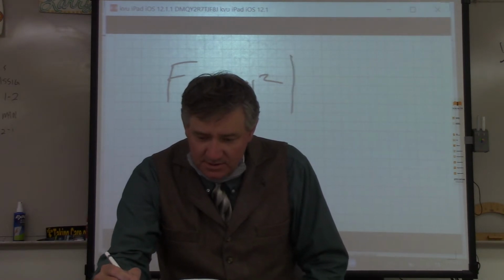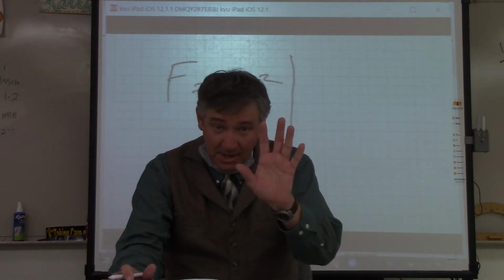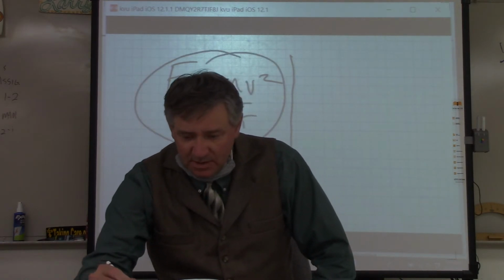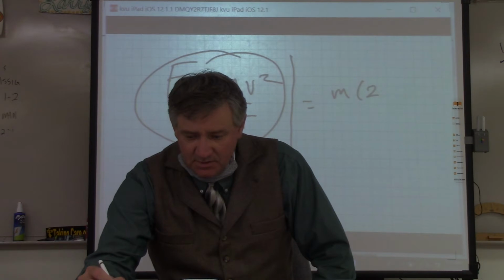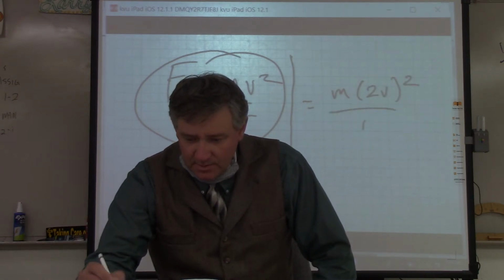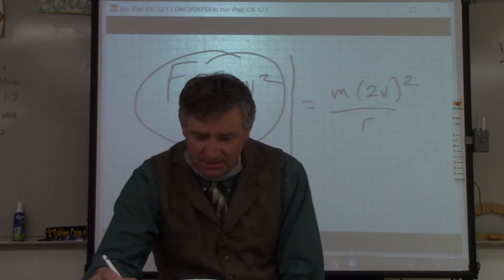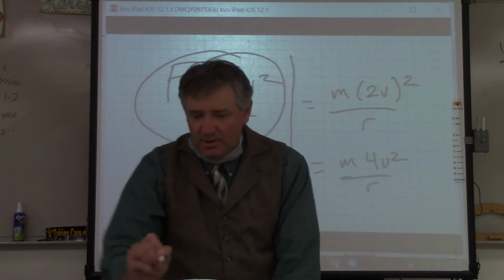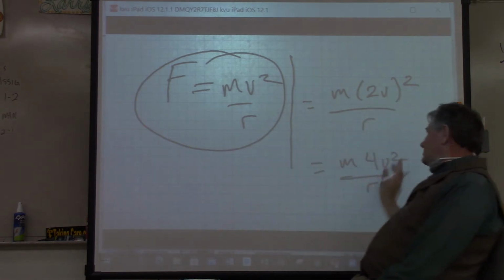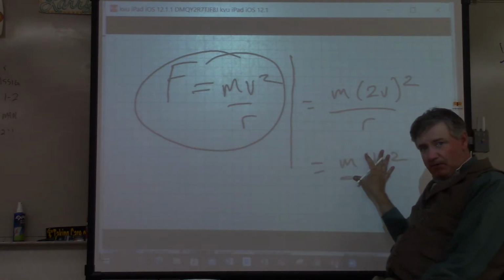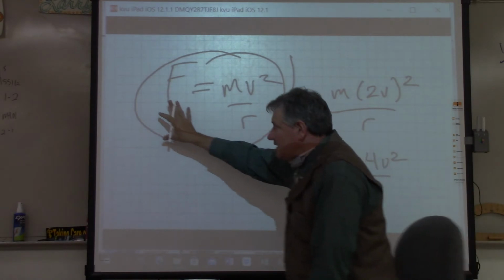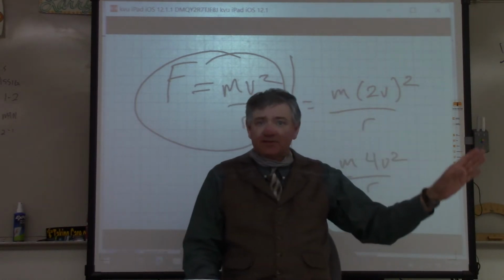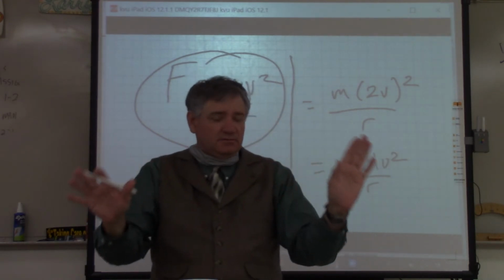There are 2 ways you can do this. One is the elegant mathematical way. You go, okay, if this is my initial set of conditions, my new one is going to be mass times 2v squared over r. Once I square that, it becomes mass times 4v squared over r. So to keep the 2 sides equal, if this side goes up by a factor of 4, that means my force goes up by a factor of 4. Some people like this approach. It's elegant, it's mathematical, it's wonderful.